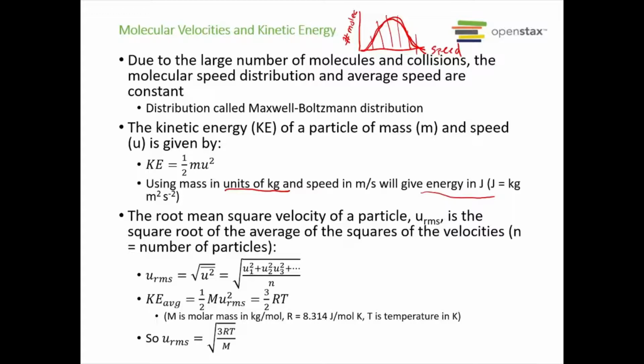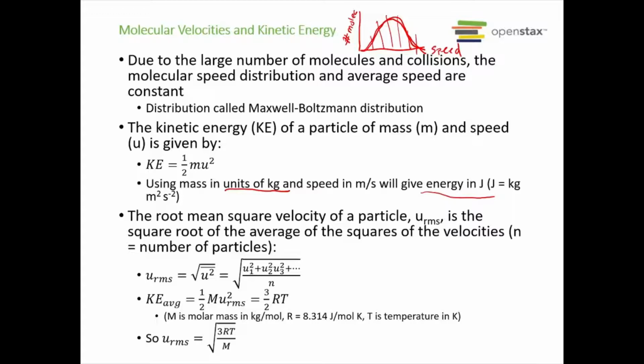So we also have what is called the root mean square velocity of a particle, or u sub RMS, and it is the square root of the average of the squares of the velocities, where n equals the number of particles. So each particle has its own velocity or speed. We take each one and square its speed, add every single one up, divide it by the number of particles, and take the square root of that.